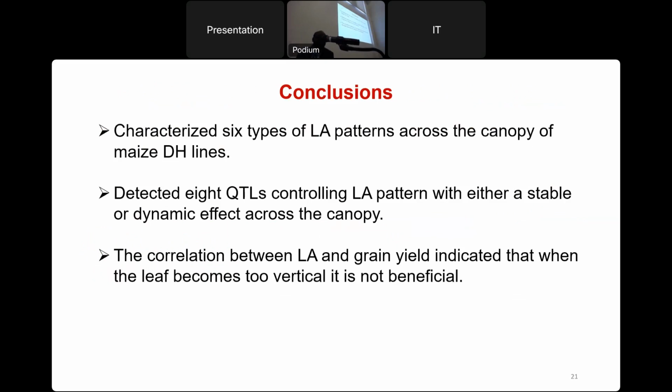So these are some of the questions that we've tried to answer, and we can now summarize. First, we were able to characterize the leaf angle pattern across the canopy of this DH line into 6 different clusters, and then we detected 8 QTLs, some of which have stable effects across the canopy pattern, while others have a dynamic effect across the canopy pattern. And from the correlation analysis that we did, we can see that an increase in leaf angle from flat leaves is associated with higher yield, but if the leaves become too upright, it may not be beneficial in the end.